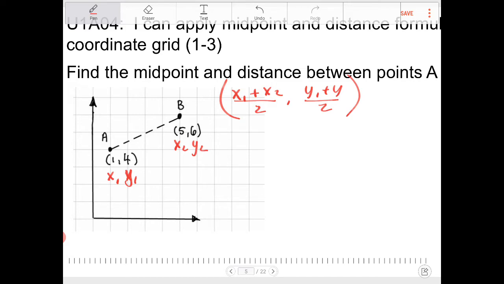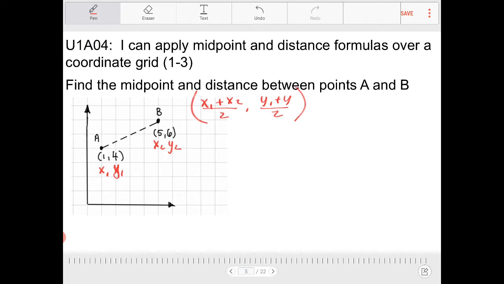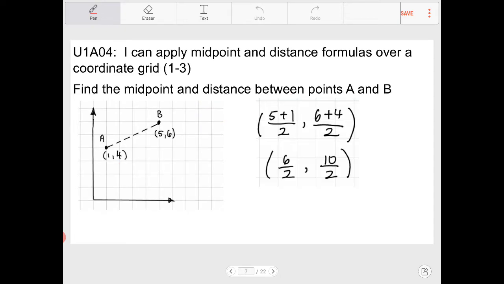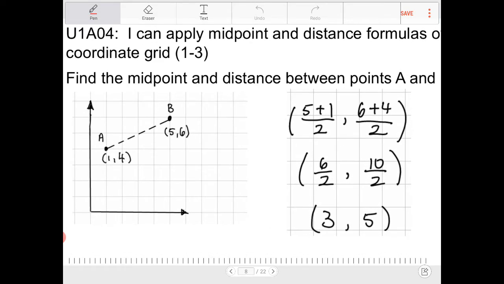Please perform the substitution and try to solve for the midpoint. Go. Welcome back. So hopefully everyone was able to perform the correct substitution and apply the midpoint formula and have it be reduced down to this value of (3, 5).